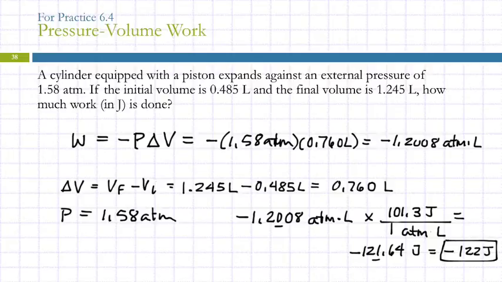Yes? Should the volume be an absolute value? Because what if the volume decreases? Then it's negative. So the work is positive? So if the volume got smaller, the change in volume will be negative. What that indicates is that the surroundings are doing work on the system. Yeah, it's a good question. So the negative sign on this answer is telling me that the system is doing work on the surroundings.